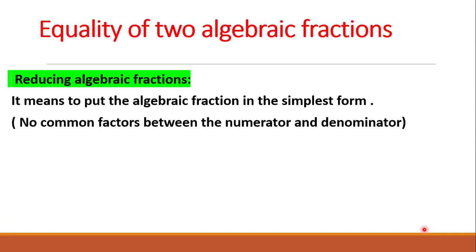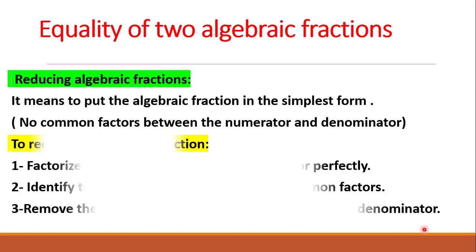Okay, but before we talk about equality, we will reduce the algebraic fractions. How to reduce the algebraic fractions, or what do we mean by reducing the algebraic fractions? It means to put it in the simplest form. What do we mean by simplest form? It means there is no common factors between the numerator and the denominator. So this is the reducing of algebraic fractions.